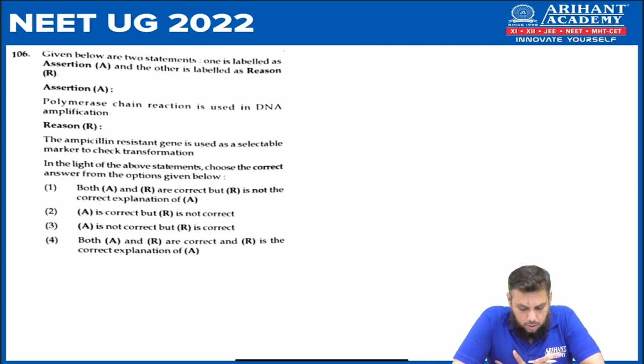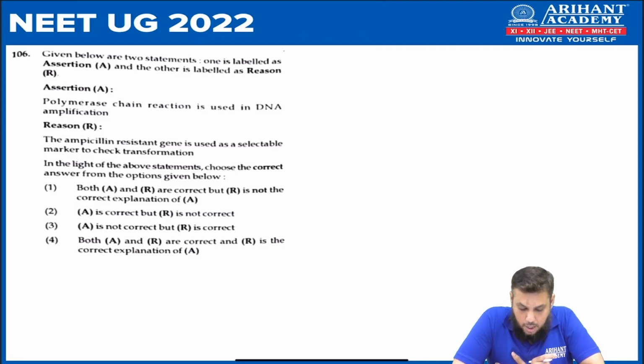Now this is also a true statement, that the ampicillin resistant gene is used as you can use any of the antibiotic resistant gene. Either it can be a tetracycline resistant gene, or it can be an ampicillin resistant gene, which can be used as a selectable marker to check transformation. What you need to do is you need to insert your gene of interest within this particular region of the ampicillin or tetracycline resistant gene. So assertion is also true, the reason is also true, but the reason is not the correct explanation for assertion.